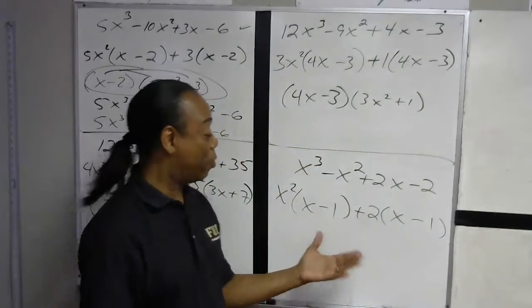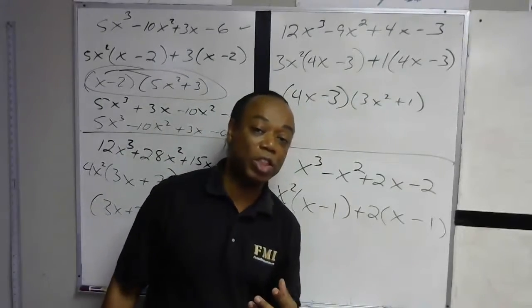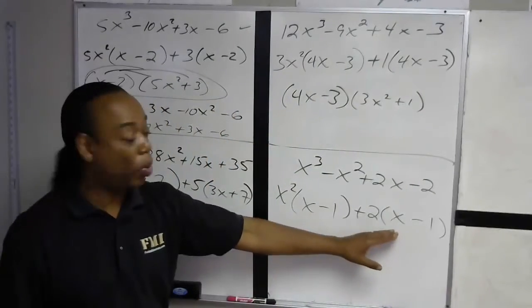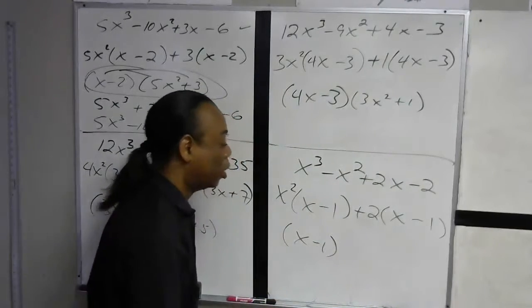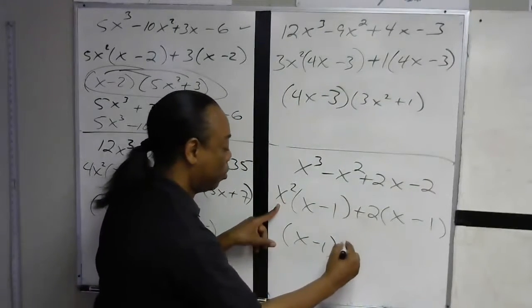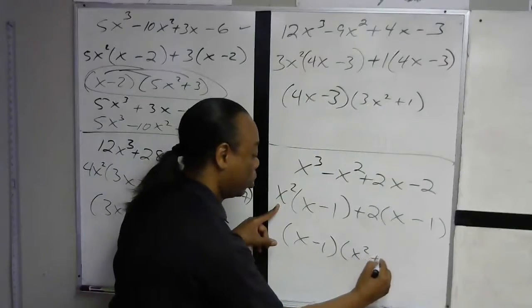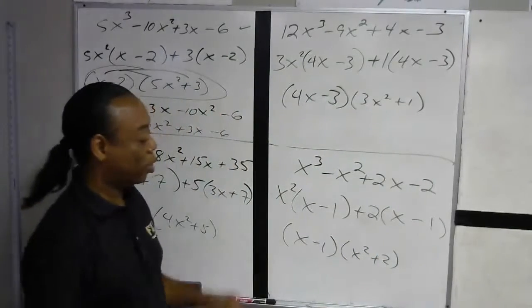Okay, and now we see that we have yet another GCF, which is x minus 1. So let's take that out. x minus 1. And it'll leave behind the binomial of x squared plus 2. Okay.